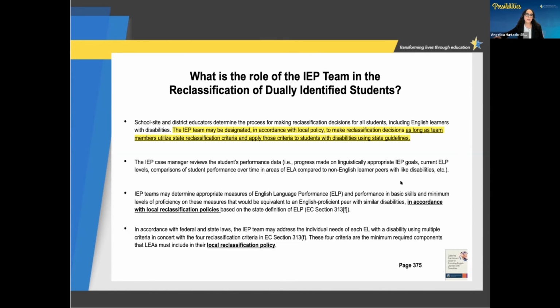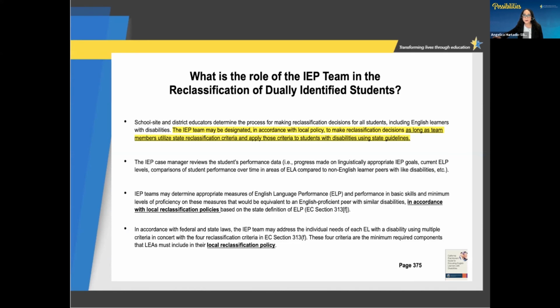So in this case, the IEP case manager is going to review the student's performance data from progress to linguistically appropriate goals. So you see all of these here in parentheses, the student performance in ELA compared to the non-English learners and so on. And then the IEP team may determine appropriate measures of English language performance and basic skills, in accordance with the local reclassification policies with their district, and then also looking at the state's criteria.